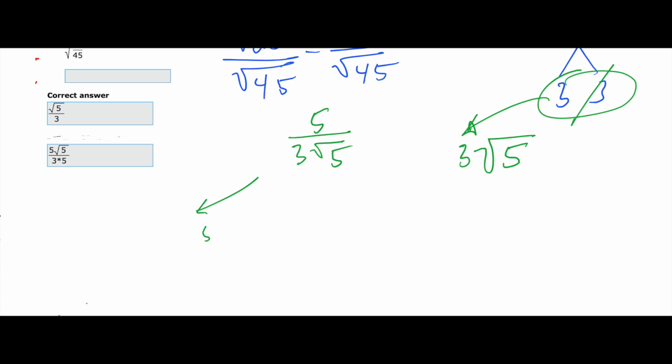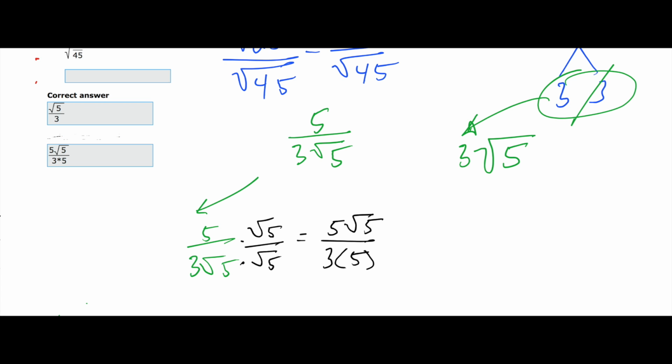Good, so you're going to go 5 over 3 root 5, and then times root 5 over root 5, and you're going to end up with 5 times root 5 on top, which is what? Which is just 5 root 5, right? All right, and in the bottom, you have the happy face rule happening right here. So yeah, it ends up being 3 times 5. And what is 3 times 5? 15. Okay, so you have 15.